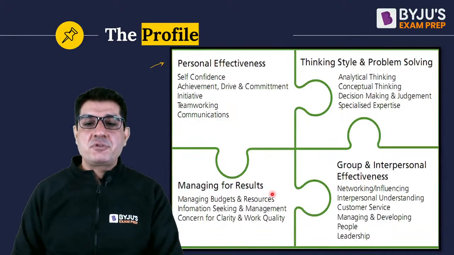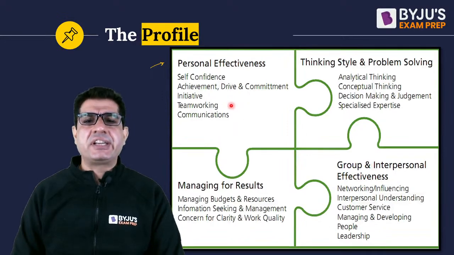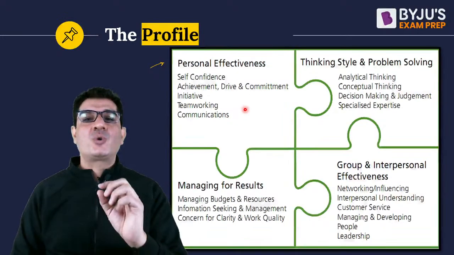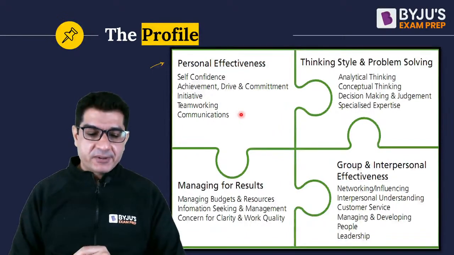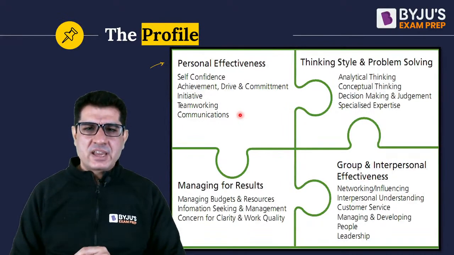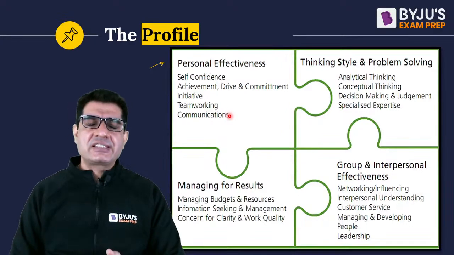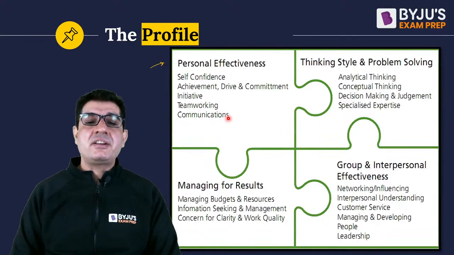But then managing for results. Then group and interpersonal effectiveness. This is really important. So these are the kind of things. So engage in activities that allow you to prove that you have these abilities. Okay. And then there are various things that you can engage in which will go ahead and prove it to you.